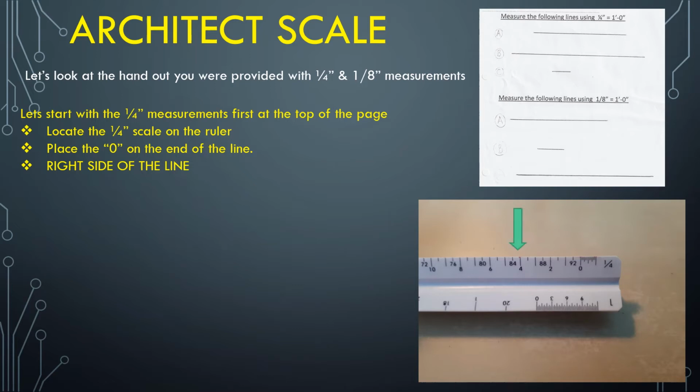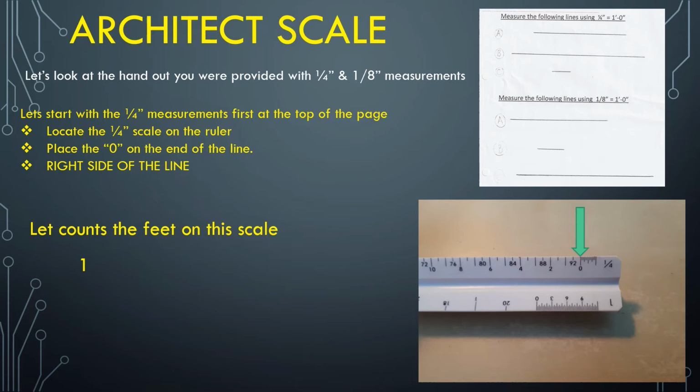Locate the 1/4 inch scale on your ruler, which is right here, 1/4 inch. Place the 0 at the end of the line, or any line. You could simply draw a line on a piece of paper right now and take a measurement. So the 0 itself, that line right there, has to go right on the end of the line. And it goes on the right side always with 1/4 inch.